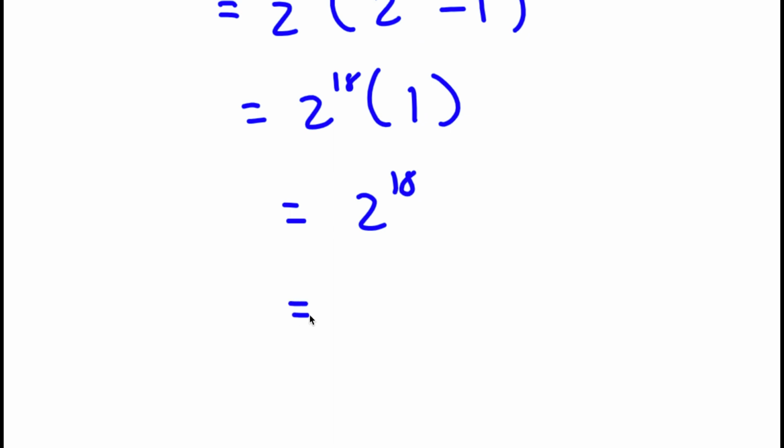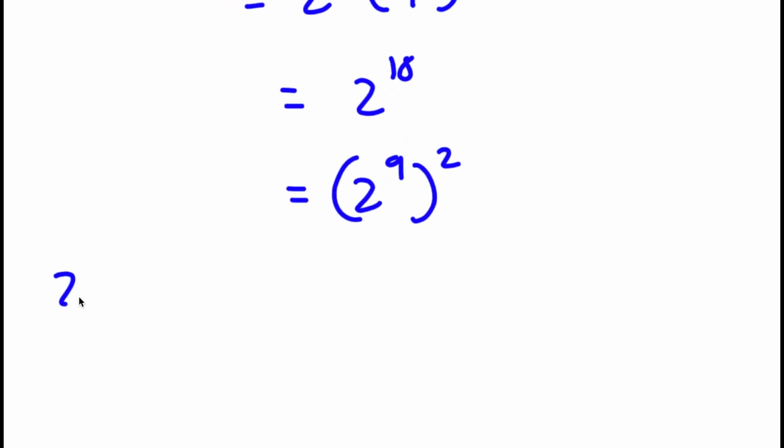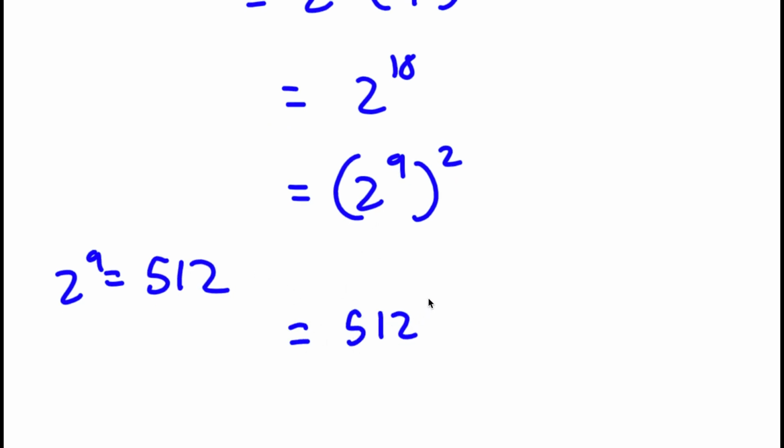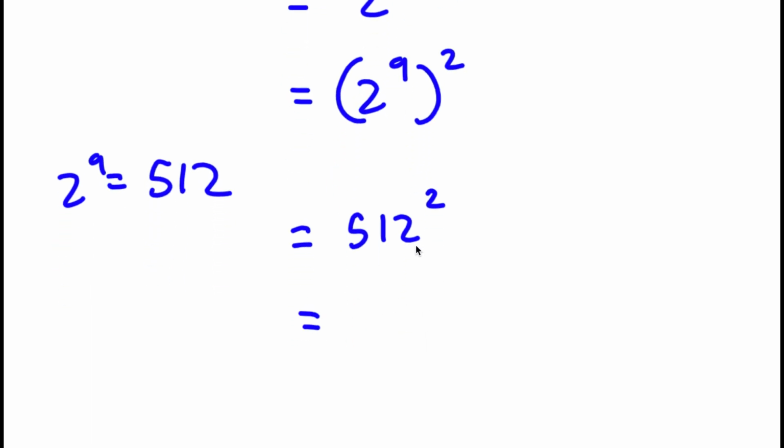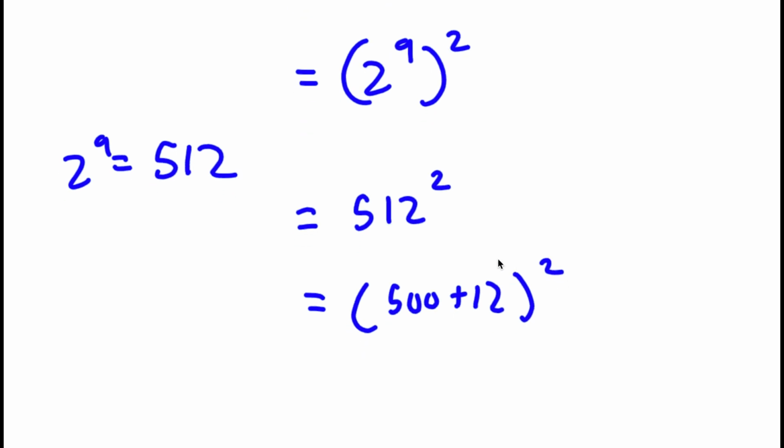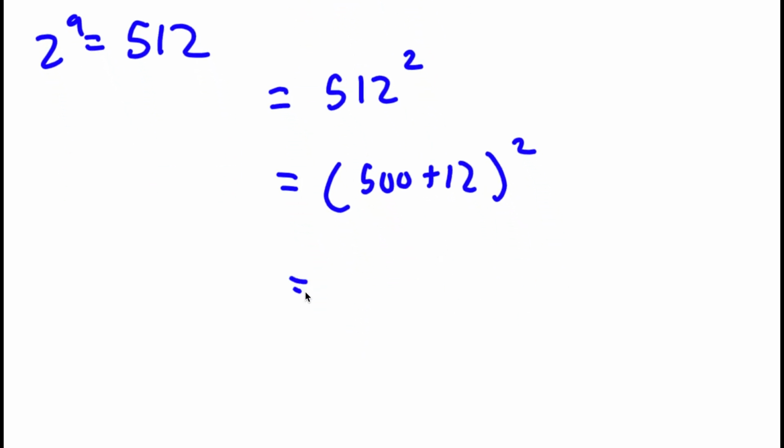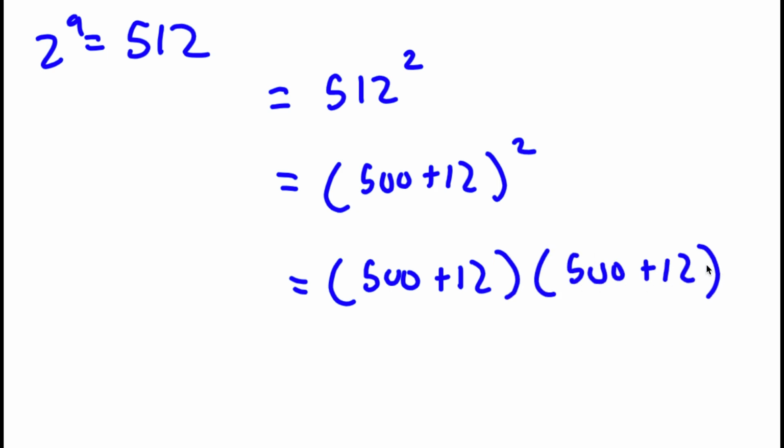So 2 to the power of 18, this is the same thing as 2 to the power of 9 to the power of 2. And 2 to the power of 9, as most of you probably know, is 512. So this is the same thing as 512 to the power of 2. Now 512 to the power of 2 I can write as 500 plus 12 to the power of 2. And this is the same thing as 500 plus 12 times 500 plus 12.